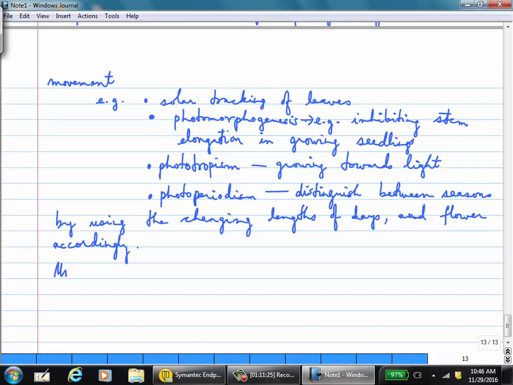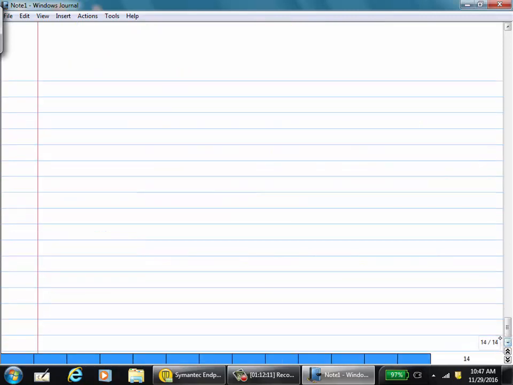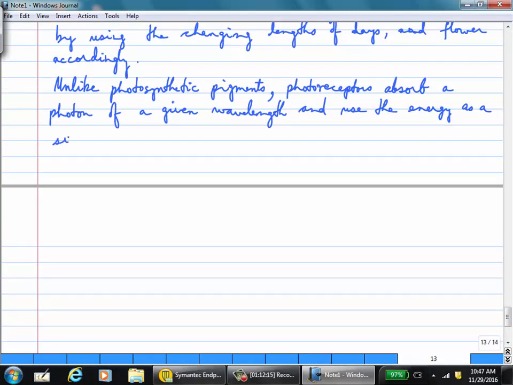So unlike photosynthetic pigments, photoreceptors absorb a photon of a given wavelength and use the energy as a signal to initiate a photoresponse.